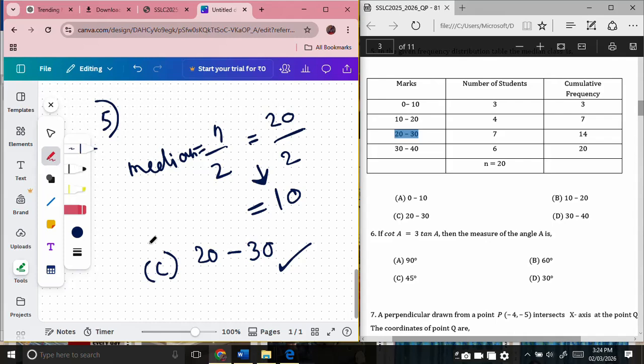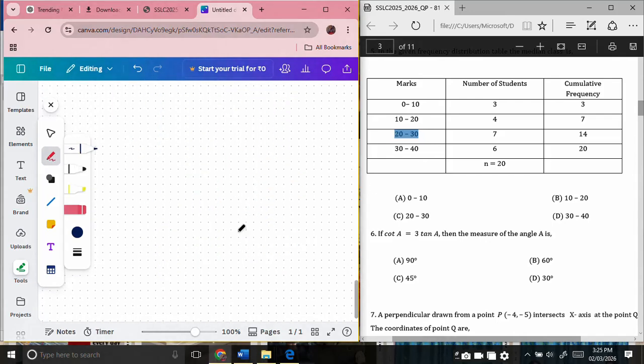So for your median, you have to find n by 2. The n value is 20, and 20 by 2 gives 10. Then you have to check the cumulative frequency after 10, which is the closer number, 14. So you have to check this row. Marks is 20 to 30. So C is the correct option. Clear?